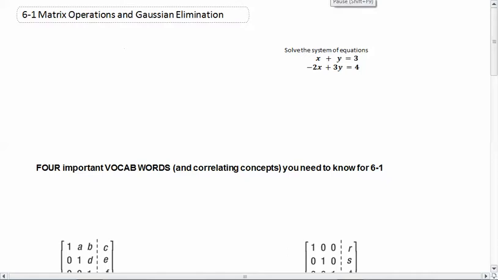This lesson is 6-1 from your book. This is Matrix Operations and Gaussian Elimination. So first I want to start with something that you all should know from Algebra 2.